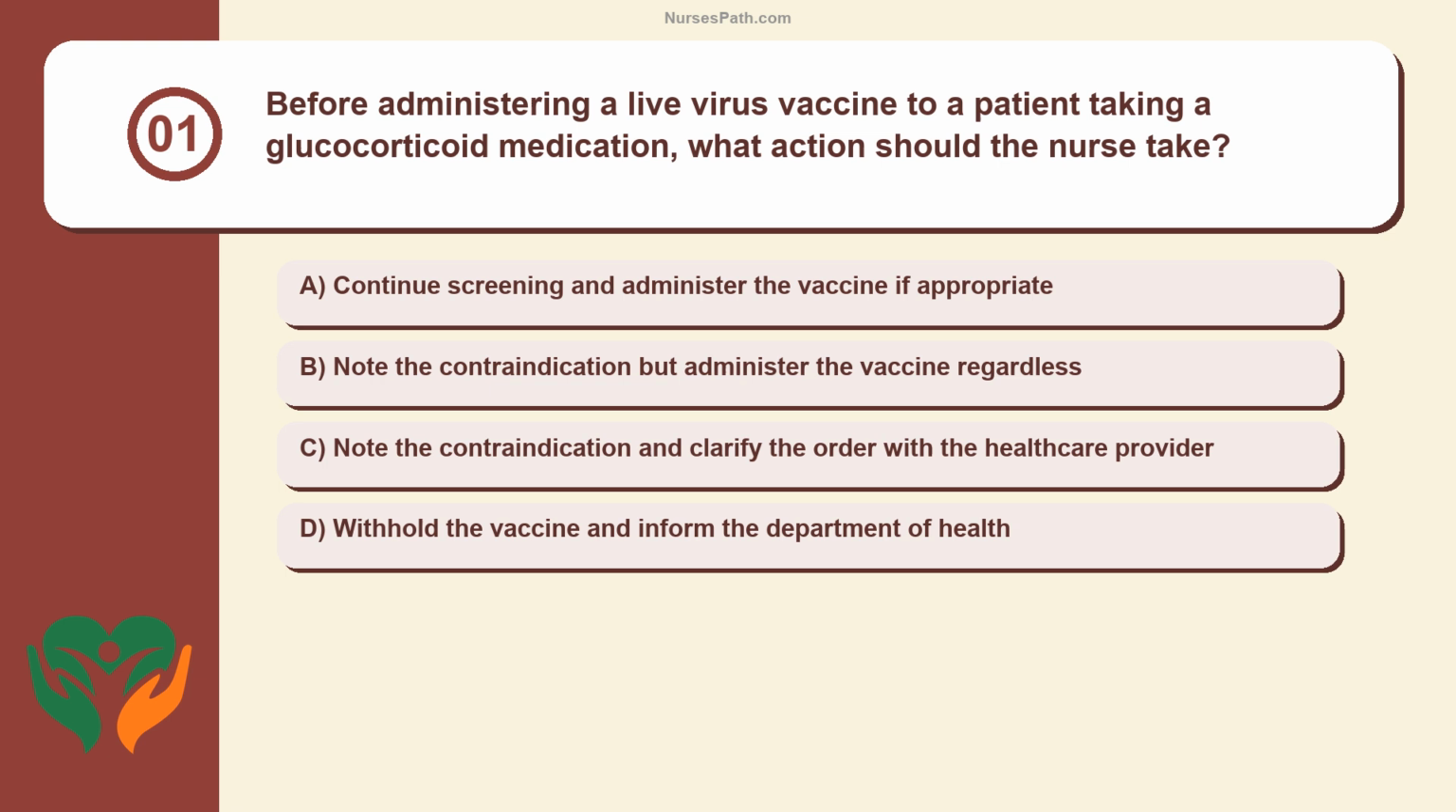Question 1. Before administering a live virus vaccine to a patient taking a glucocorticoid medication, what action should the nurse take? Continue screening and administer the vaccine if appropriate. Note the contraindication, but administer the vaccine regardless. Note the contraindication and clarify the order with the healthcare provider. Withhold the vaccine and inform the Department of Health.